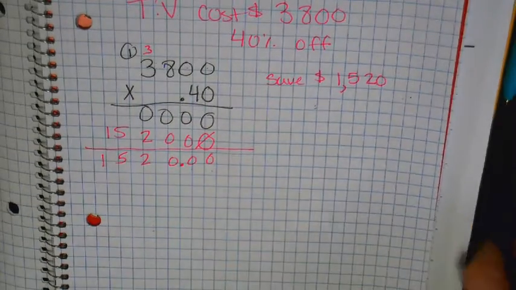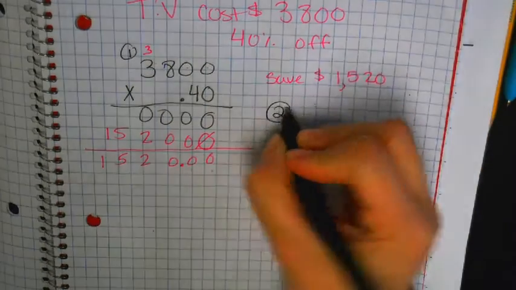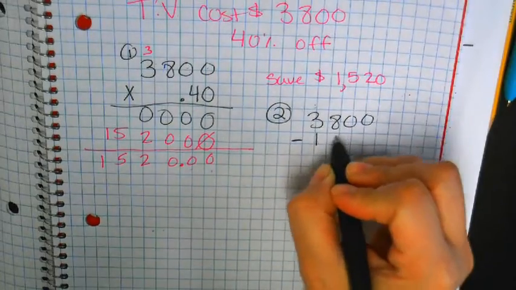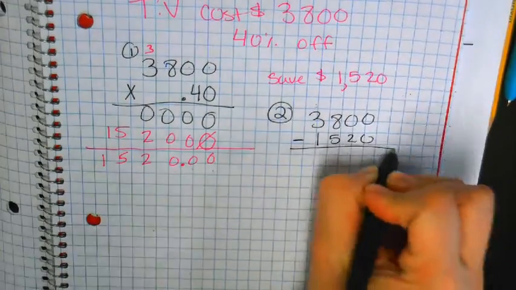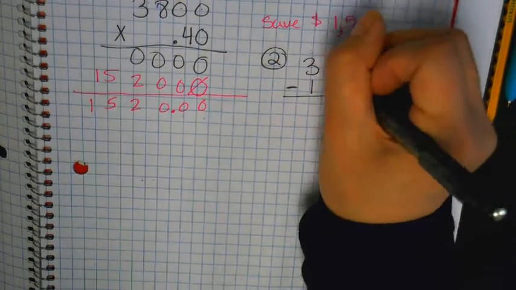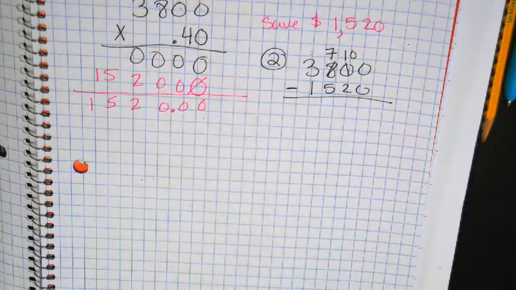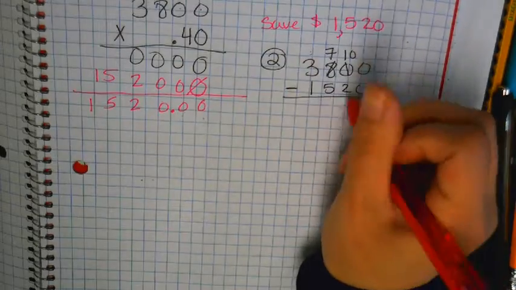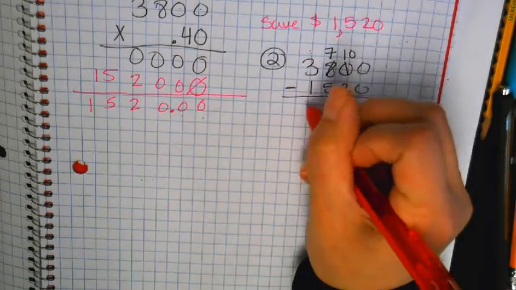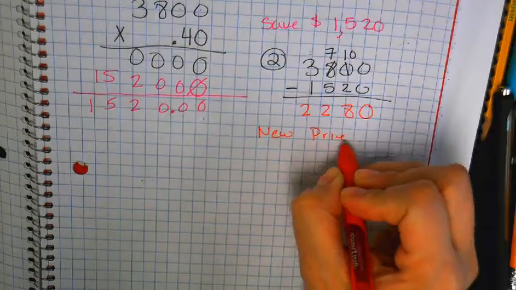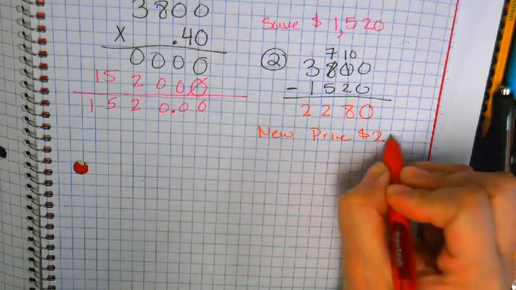All right, second step. We're going to take 3,800 and we're going to subtract $1,520. And you're going to borrow. So our new price is $2,280.